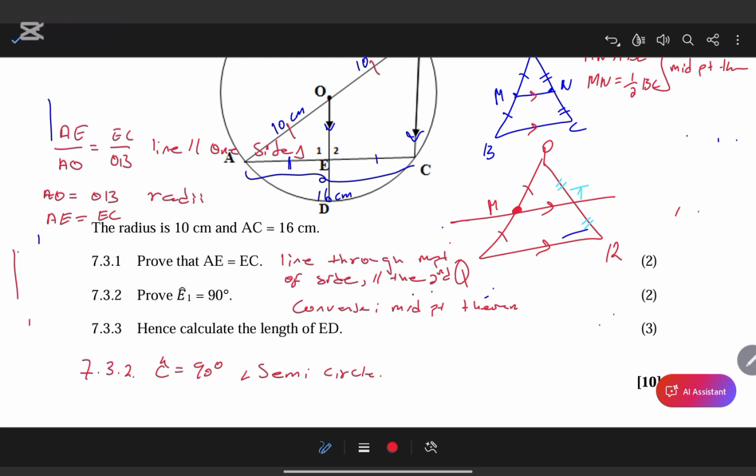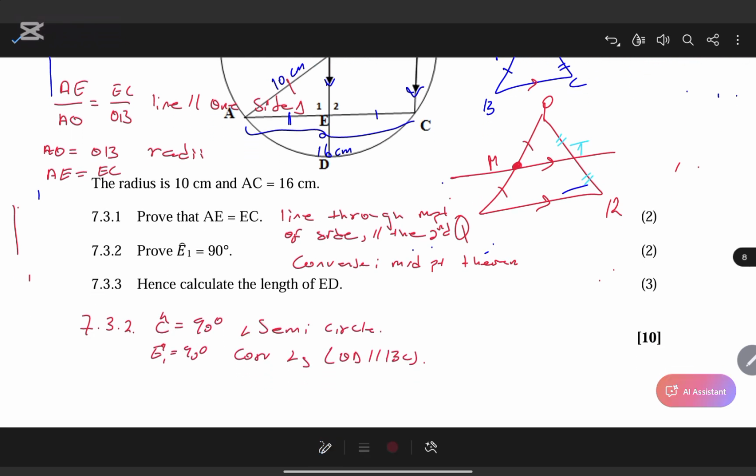Now, if angle C is 90 degrees and the line OD is parallel to the line BC, therefore E1 is equals to 90 degrees. This is corresponding angles. Now, they are equal because OD is parallel to BC.